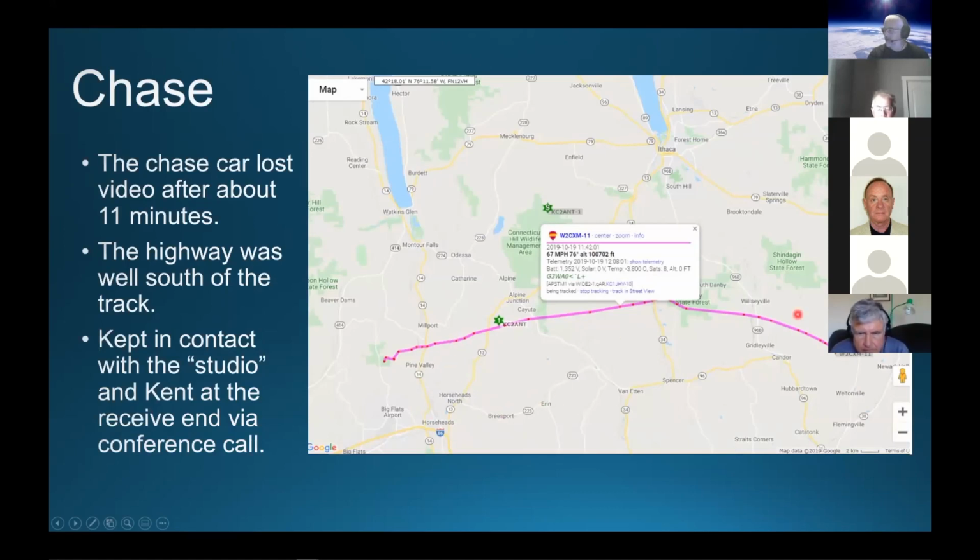But what was impressive is that my friend Kent was over here in Newark Valley. He was on a hill on this side of the valley with an antenna looking over, and he started receiving the payload about here, from the ground all the way over here at about 60 miles of range. So he was able to transmit most of the flight from that location.